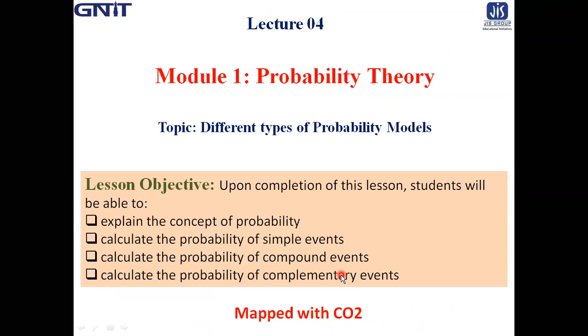In the last class, we have discussed cumulative distribution function CDF, probability density function, and also solved some numerical problems. Today, we are going to discuss the different types of probability models from module number 1, that is probability theory. The lesson objective of this topic is, upon completion of this lesson, students will be able to explain the concept of probability, calculate the probability of simple events, calculate the probability of compound events, and calculate the probability of complementary events. This topic is mapped with CO number 2.